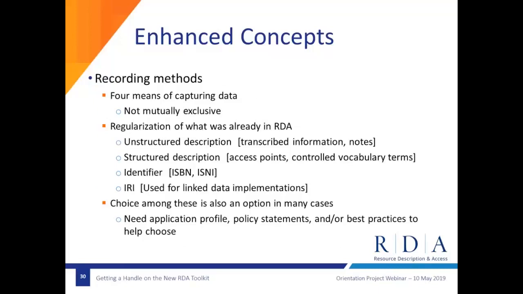There's an unstructured description, which includes transcribed information and notes from the cataloger. There's a structured description, which includes access points and controlled vocabulary terms. There are identifiers that are not actionable, such as ISBN and ISNI. And then there are IRIs, which are used for linked data implementations. These are essentially actionable identifiers that are globally unique.